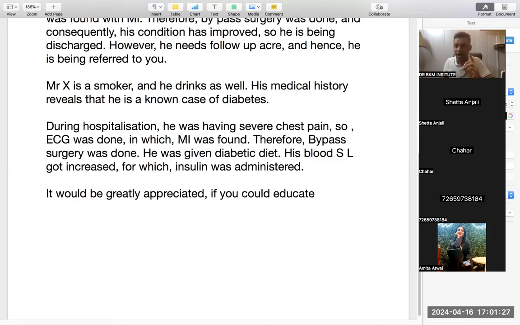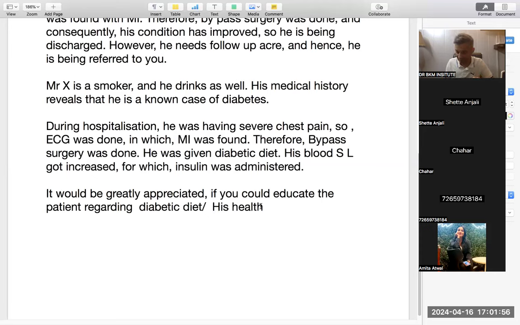educate. After any modals, can, could, may, might, shall, will, always use the first form. So then the first form will come. It would be greatly appreciated if you could educate the patient regarding whatever the point has been given regarding diabetic diet, regarding his health, whatever the point is given. Regarding means about. So you can do this point.